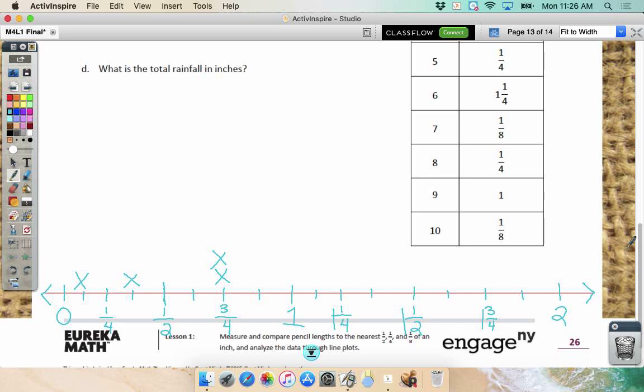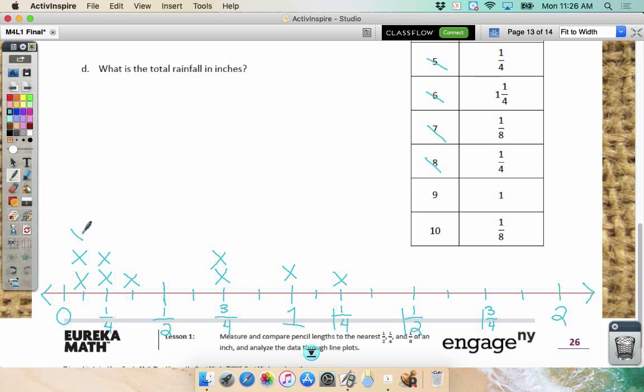The next one is 1/4. Right there. Yep. And then 1 1/4. Good thing I labeled that one. So I've done 5 and 6. Number 7 is 1/8 again. Fourth. Another 1/4. Oh, 1 whole.